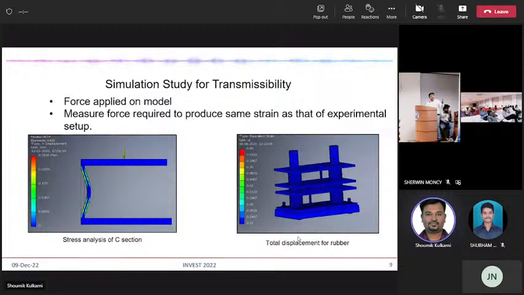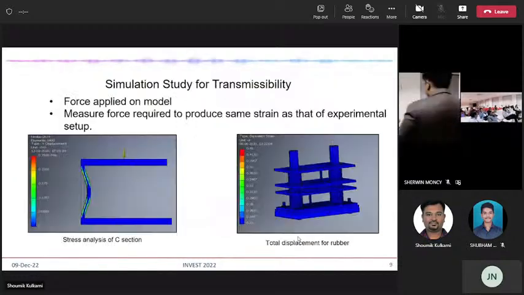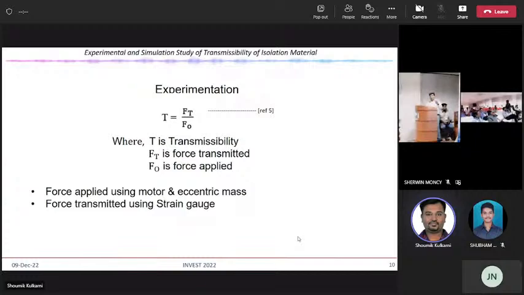What we checked is that in the C section we get different sets of stresses. From that stress value, because we know the area of that section, we can get the difference in forces. At the top we will get one force, and in the bottom C section we will get a different set of forces. The transmissibility is measured as Ft by Fo, where Ft is the force transmitted at the bottom and Fo is the applied force. In both the experimental and simulation study, we measured Ft and Fo.